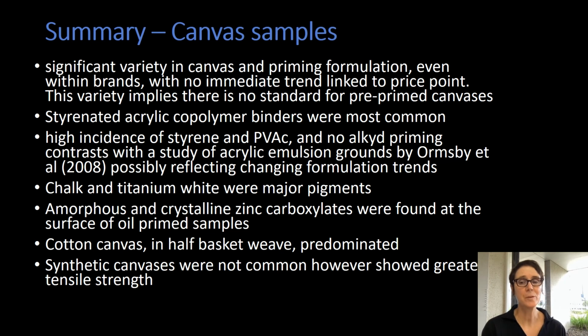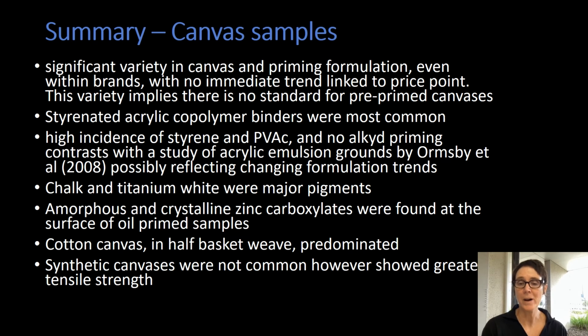Styronated acrylics were the most common priming used in this sample group, with no alkyd priming found. This may reflect a formulation shift since Ormsby's research in 2008. Chalk and titanium white are major pigments found, and zinc carboxylates were found at the surface of 3 of the 4 oil-primed canvases.